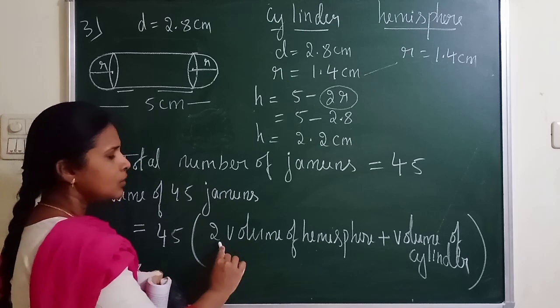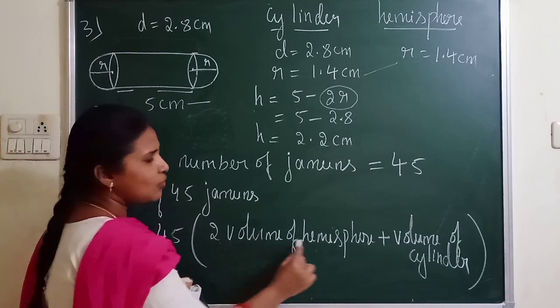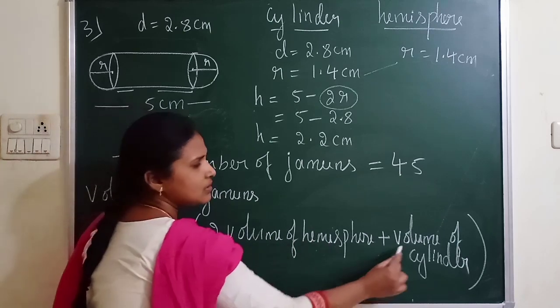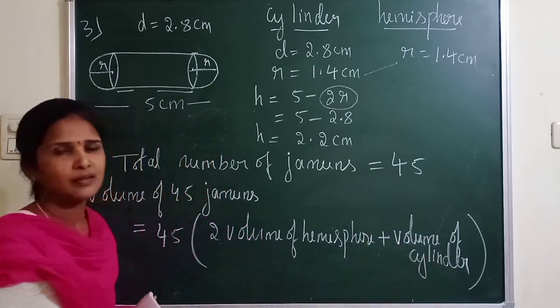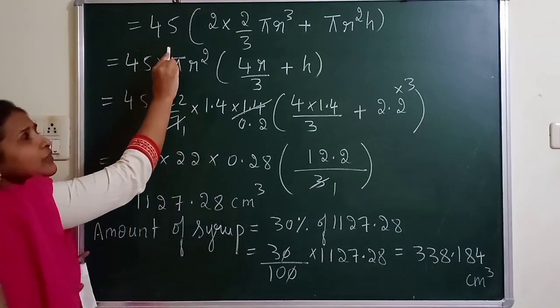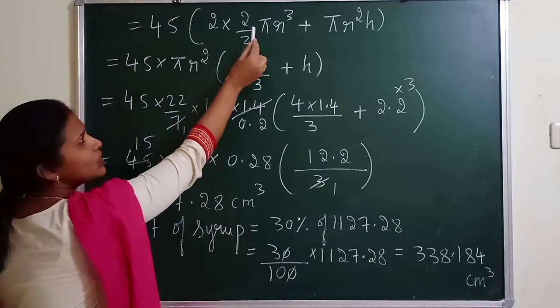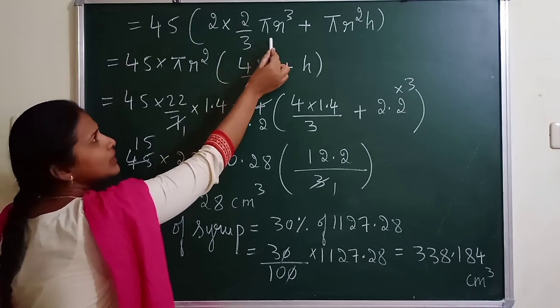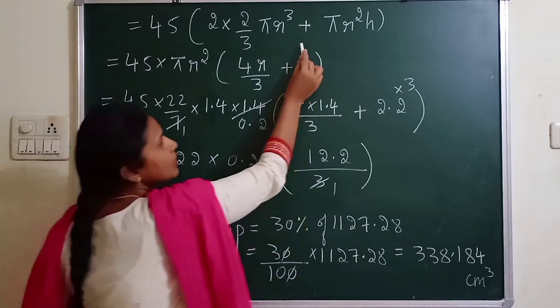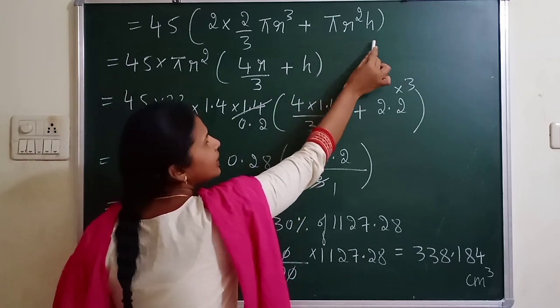1 jamun has 2 hemispheres. 2 times the volume of hemisphere plus 1 time the volume of cylinder. Now this equals 45 into 2 times the volume of hemisphere. What is the volume of hemisphere formula? 2 by 3 pi r cube, plus the volume of cylinder, pi r square h.